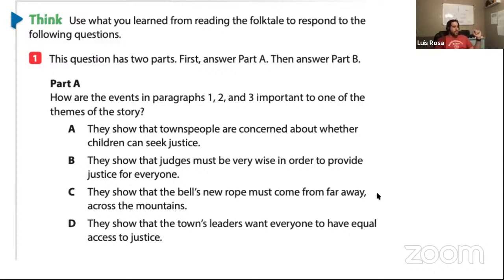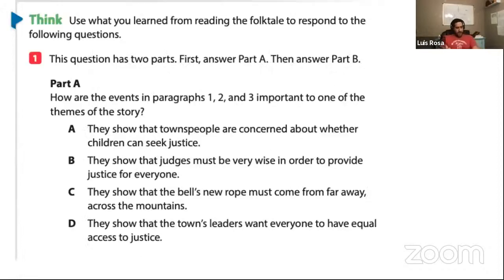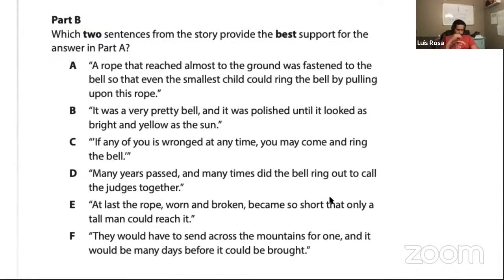Let's go ahead and talk about part B now. Which two sentences from the story provide the best support for your answer in part A? So now you're looking at sentences from the text to support your answer, that the town's leaders wanted everybody to have equal access to justice.